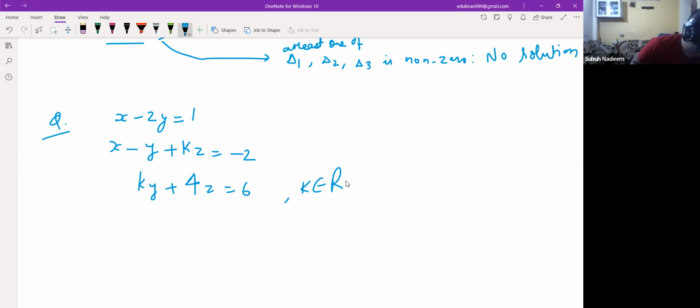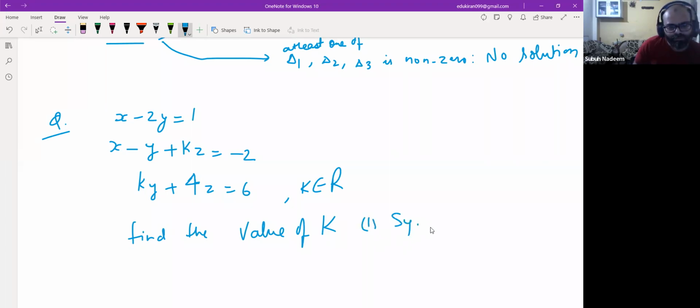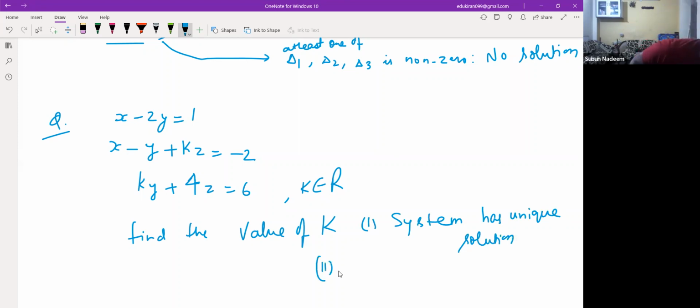So you have to find the value of k. First case is when the system has a unique solution. That is, you remember that delta is not equal to zero. That is what you have to do.